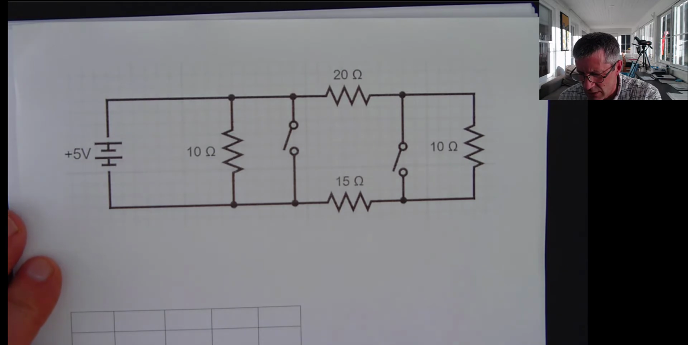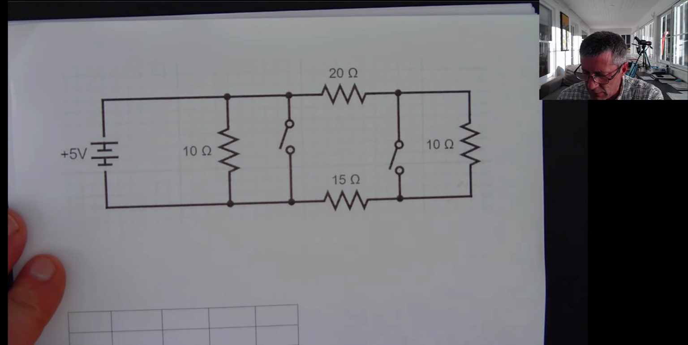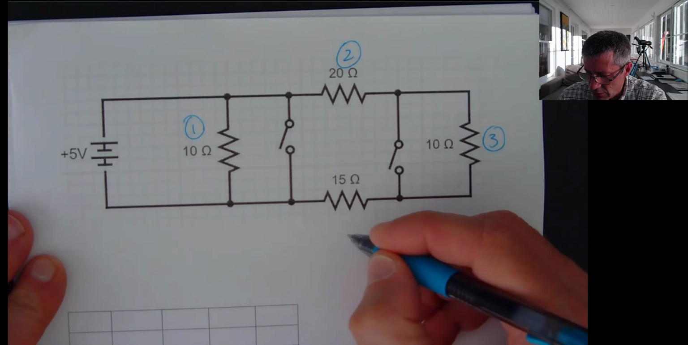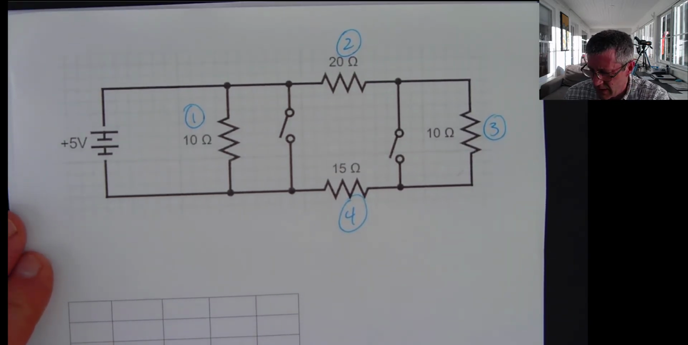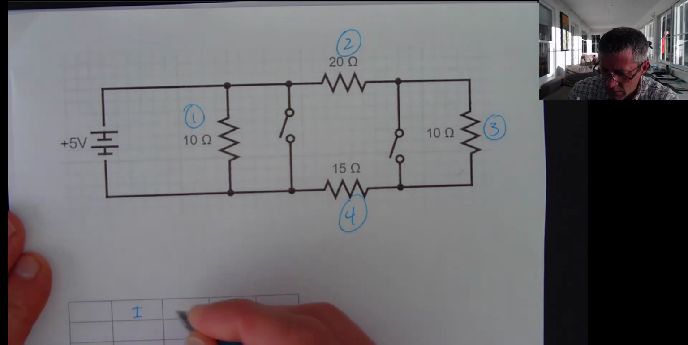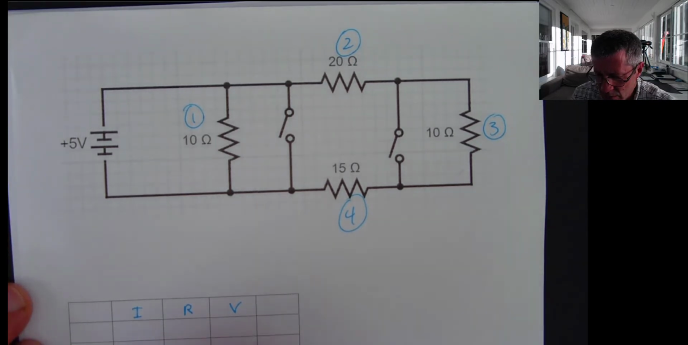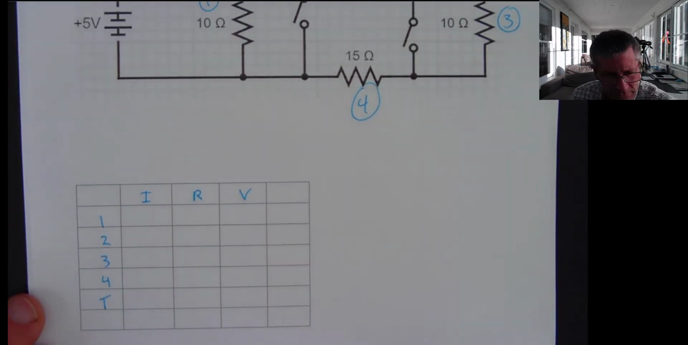What I'm curious to know is, what's the current at all of these resistors? My favorite way to go about this is to label these. I'm going to give these numbers that I'm going to follow through. I'm going to call this resistor 1, this 2, this 3, and this 4. And I'm going to make a table. I'm going to call this an ERV table. In my ERV table, I'm going to figure out what is the current, what is the resistance, and what is the voltage drop across each of these resistors, 1, 2, 3, 4, and also across my whole system, my total system.